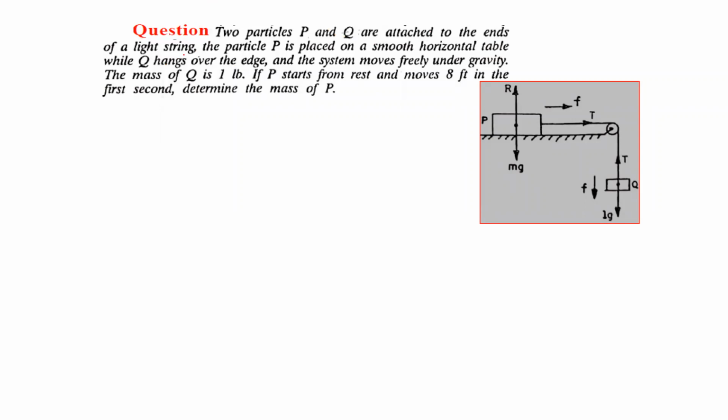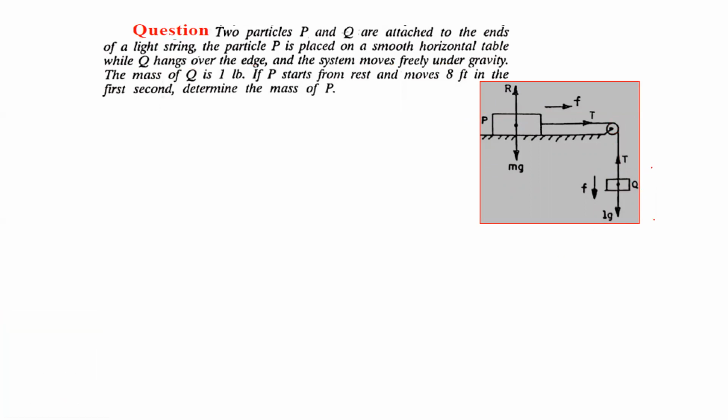Now the question based on this article: two particles P and Q are attached to the ends of a light string, the particle P is placed on a smooth horizontal table, you can follow the diagram. There are two particles which are connected by the string, this is the particle P and this is the particle Q, the particle P is placed on a smooth horizontal table, while Q hangs over the edge, यानी कि पुली लगा के over the edge इस string बनी है और Q vertically hang कर रहे हैं, and the system moves freely under gravity, and we are not applying any extra force on this system.